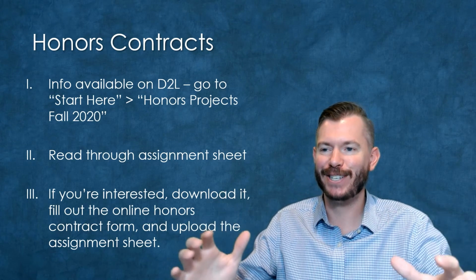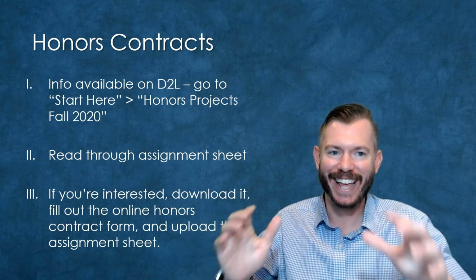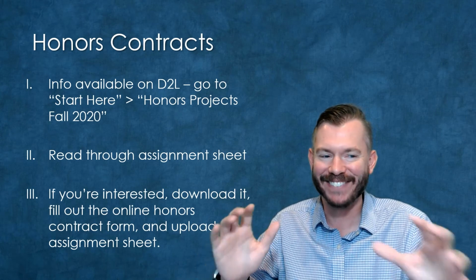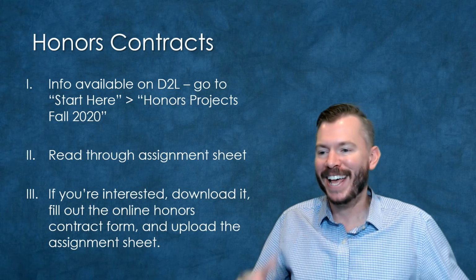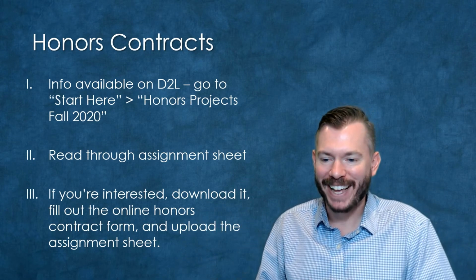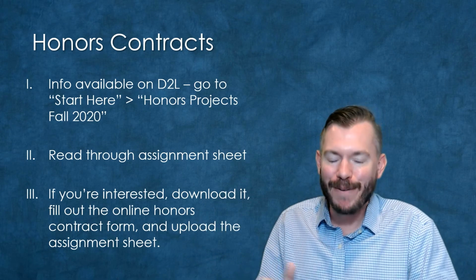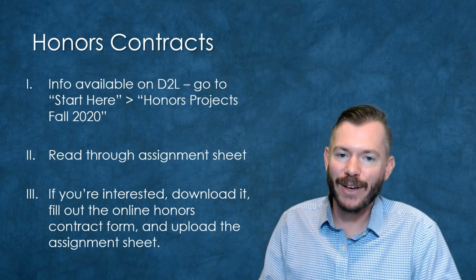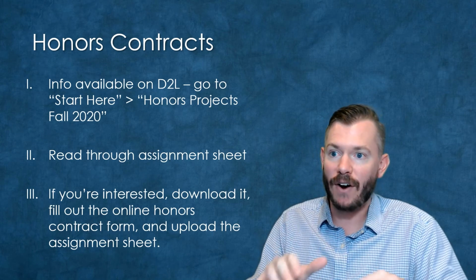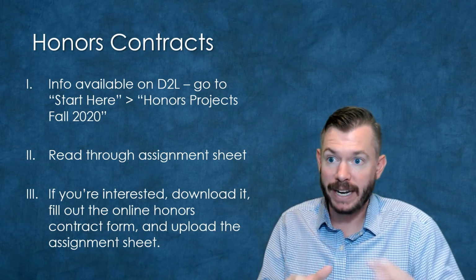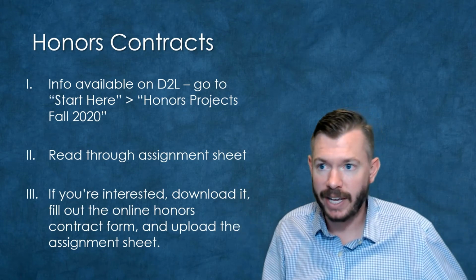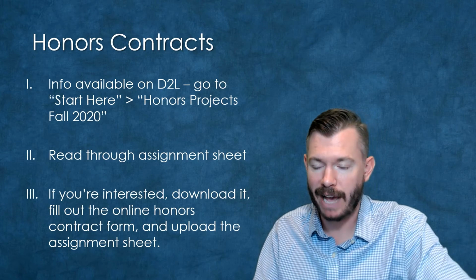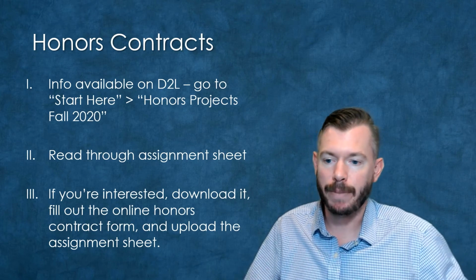Anyway, download the assignment sheet and read through this. You might be like, that sucks, I'm not doing it. If that's the case, that's fine. It won't hurt my feelings. But that's your decision to make. Once you've made that decision, if you want to move forward with it, download the assignment sheet, and then you have to get onto the honors page and still fill out this contract. That's just the way that it works. Then you download that, you re-upload it, and you're going to be good to go.